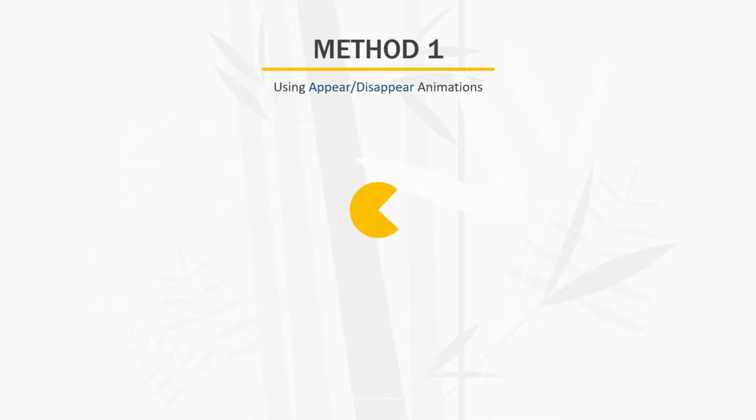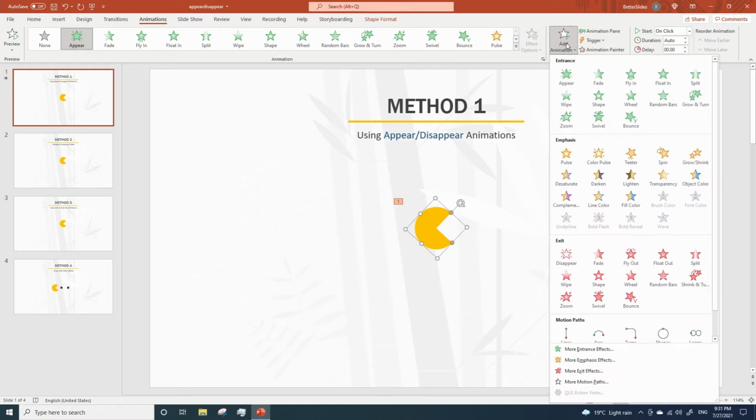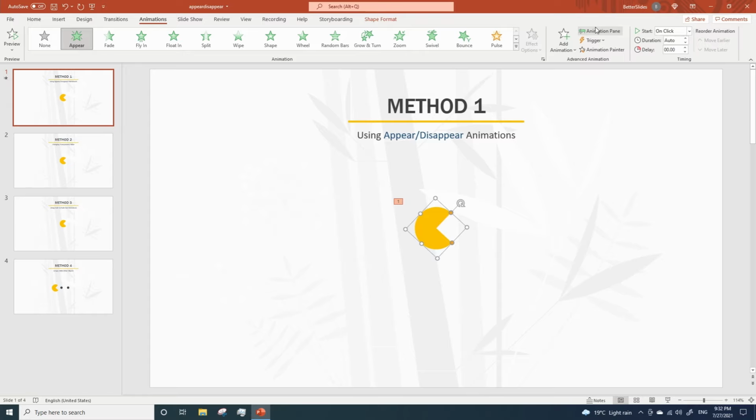But now we want it to disappear. So let's go back to the presentation, and if we want to add another animation to our shape, we're gonna click on it and then go to Add Animation. And here you will find the disappear animation. Now there is something important you need to know. Let me open the animation pane.